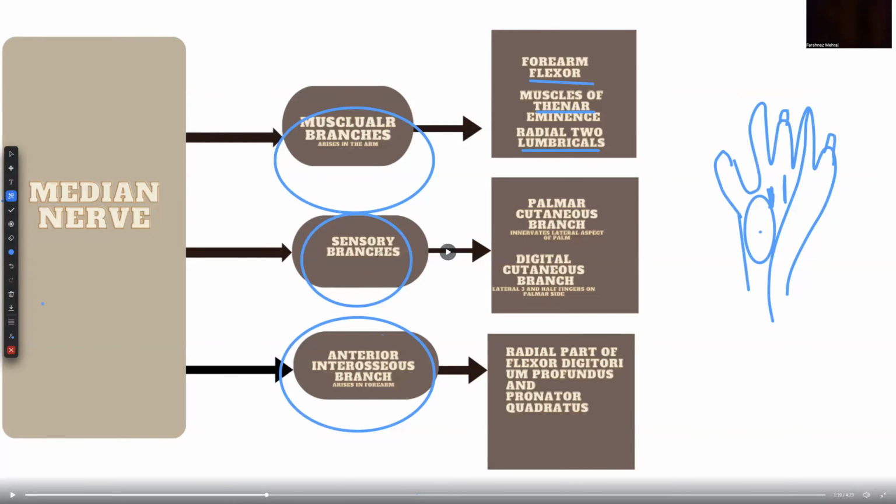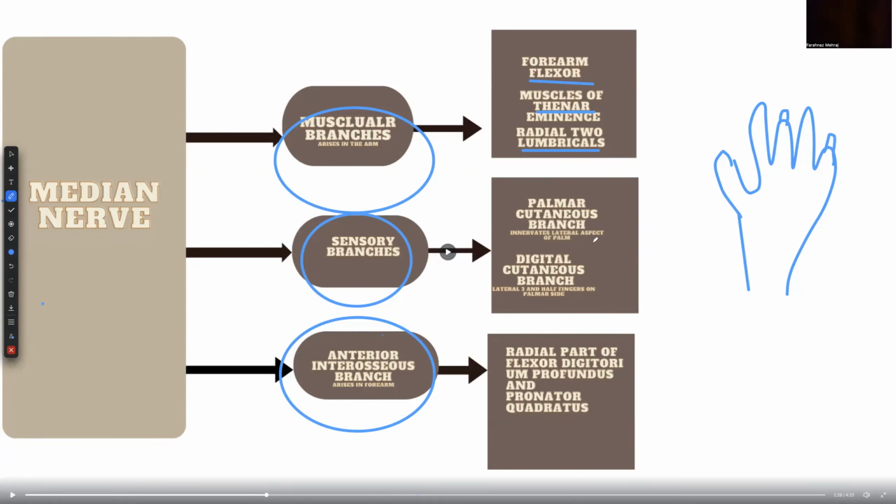Now coming to the sensory branches. Again, I told you it's very easy to remember anatomy if we just think about the words. Like you see this palmar cutaneous branch. Palmar means palm, cutaneous means skin, and branch means branch. If we just go with the words, we can understand that it's something that supplies the skin of the palm.